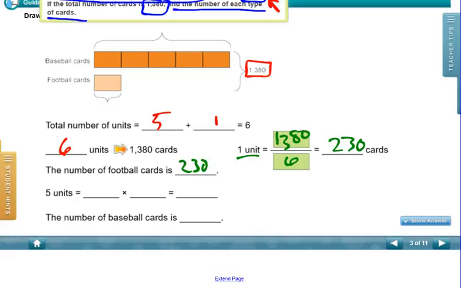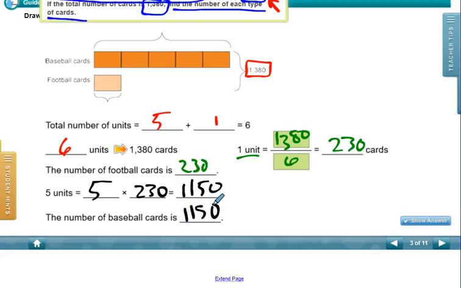So we have 230 football cards. The baseball cards was represented by 6 units in this picture, or 5 units, sorry. 5 units would be equivalent to 5 times the 230 that each of these represents. 5 times 230 is 1,150.